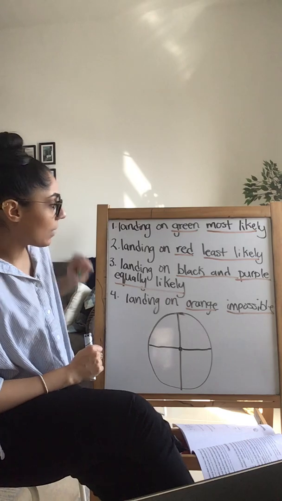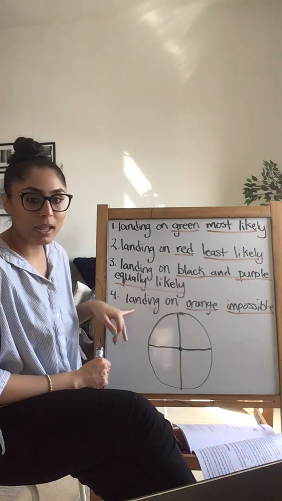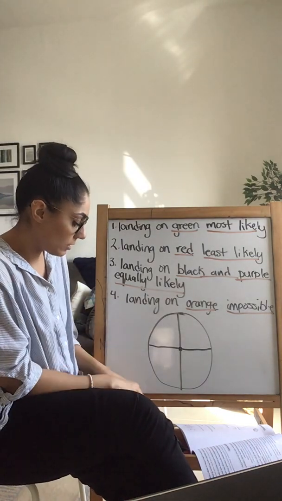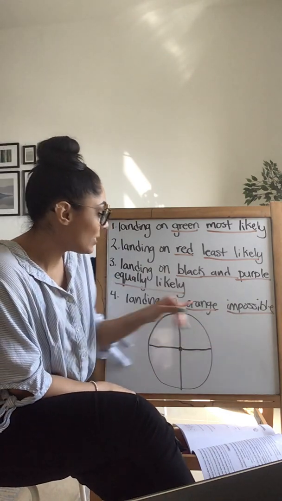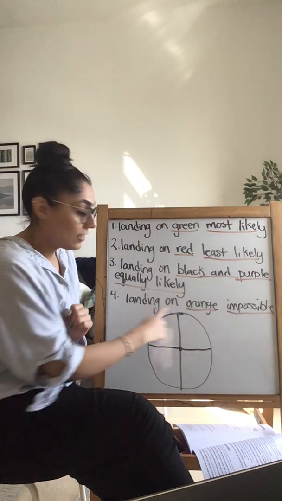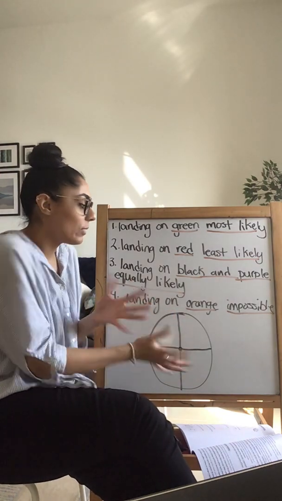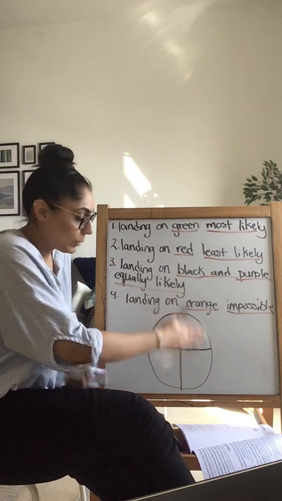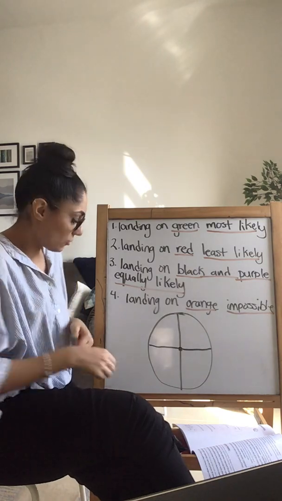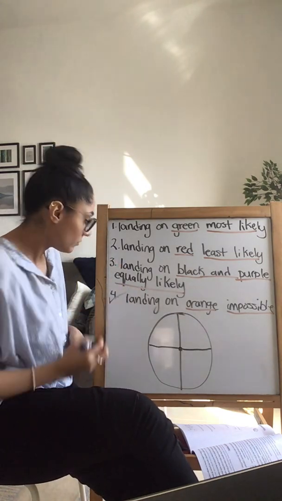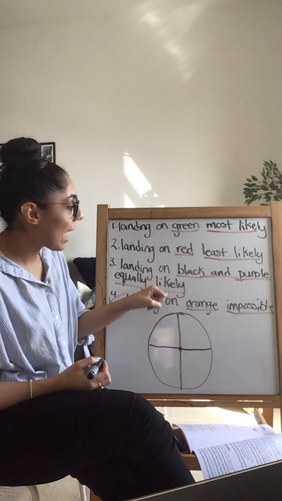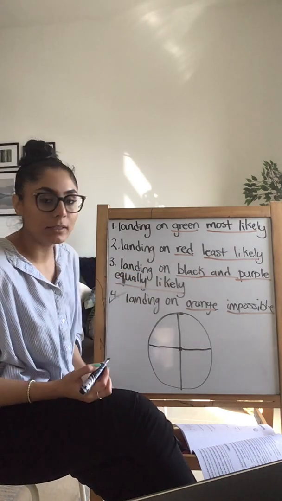So let's work our way up because we know right away, and hopefully you had a chance to do it, right away you saw the last one, you probably thought that, oh, if orange is impossible to land on, the easiest way is you just don't put any orange. As long as you don't put any orange, you're fine. So 4, I'm going to make sure that I don't put any orange. I'm done. Next one. Landing on black and purple are equally likely.